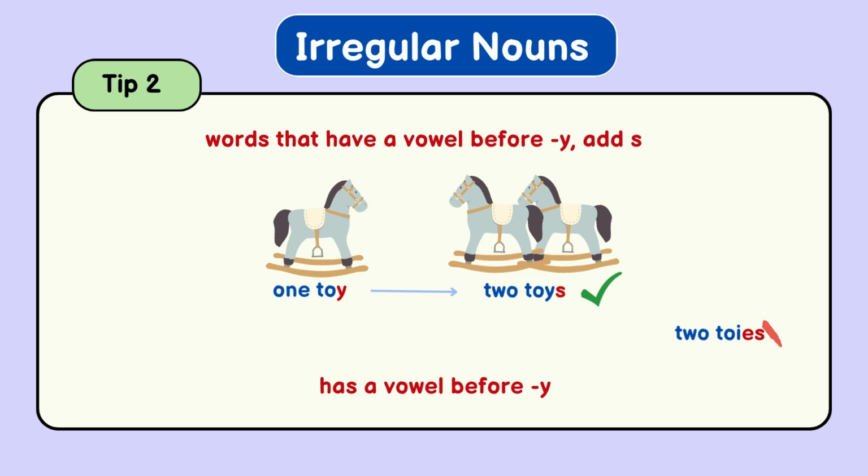Here's tip 2. Now tip 1 had a consonant before the letter Y. If a word has a vowel before the letter Y, simply add S. For example, toy, toys. Here, before the letter Y, we have a vowel. The vowel is O, so we simply add S. Do not make the mistake of dropping the Y and adding IES if there is a vowel before the letter Y.